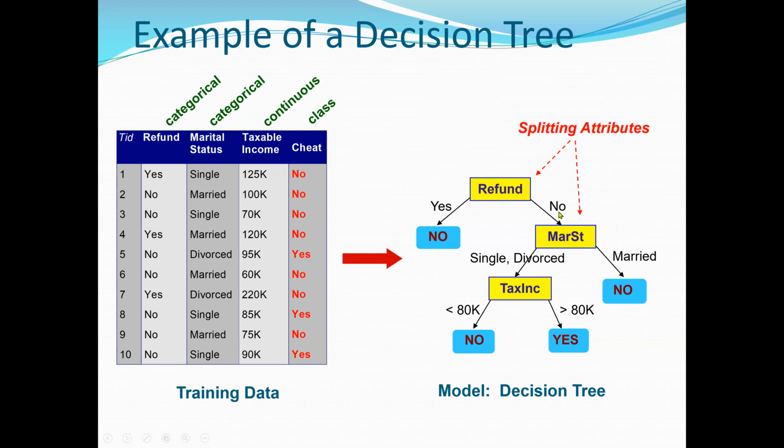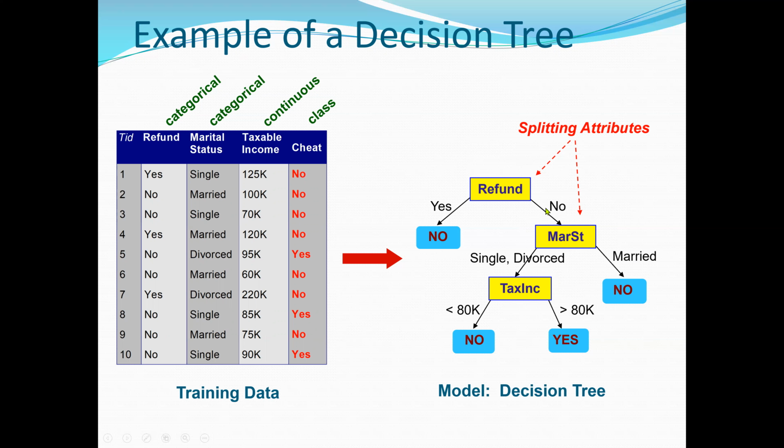But when the refund is no, there is a possibility that the taxpayer will cheat, but the algorithm cannot decide based on the data set here. So we need to select our next variable for splitting. Based on the algorithm, the optimal decision is based on the variable named marital status. If you are married, you are not going to cheat on tax.